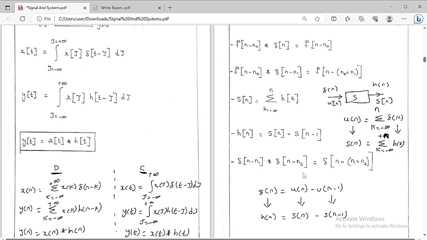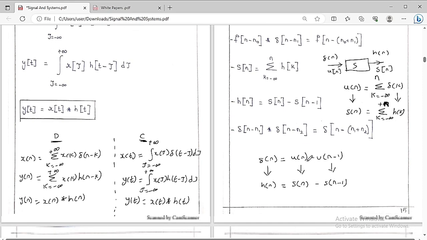So this is what I'm trying to tell you. These things you always have to keep in mind. If you know the relation of the inputs, then you can get the relation of the outputs in a very simple manner. So you can say u of n is equal to sigma k equals minus m to n of delta of k. From this we can say s of n is equal to sigma k equals minus m to n of h of k. Similarly, delta of n is equal to u of n minus u of n minus 1. So if you know the relation, then h of n is equal to s of n minus s of n minus 1. So if you know the relation, we can get back the response.